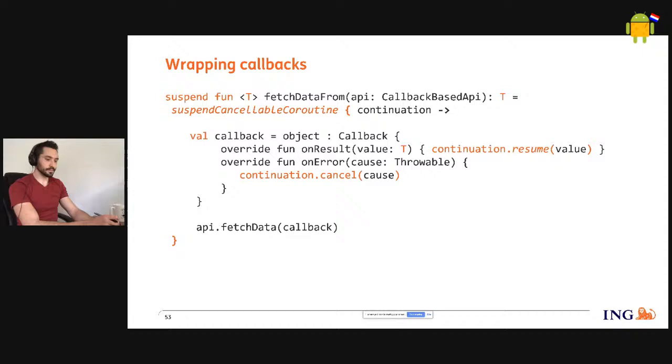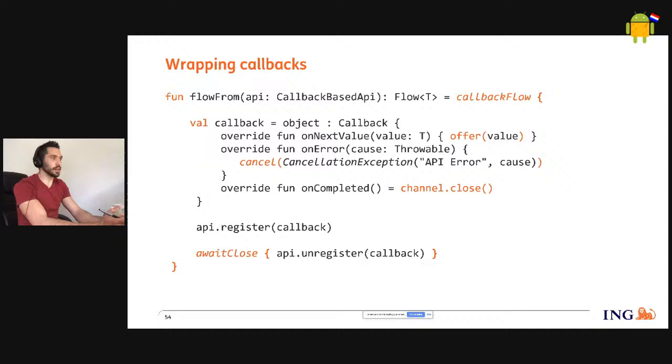So we have another builder. It's called callbackFlow, and it allows us to emit multiple items. And then whenever we decide, we can close the stream. We use this awaitClose function, which will make the flow suspend until either onCompleted is called, which closes the channel, or there is external cancellation. So if we cancel the coroutine that is collecting, then awaitClose will be activated, and then we can do some cleanup. For instance, we can unregister, in this case, this callback, so we wouldn't leak any objects in memory, and then the flow is gone.